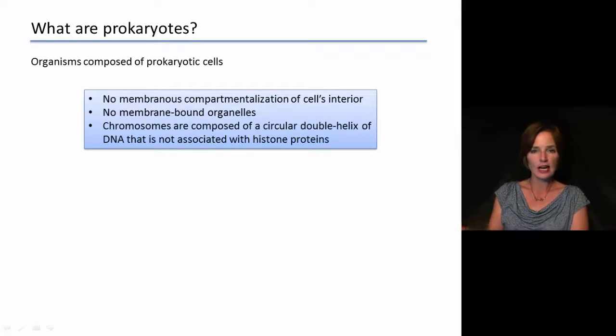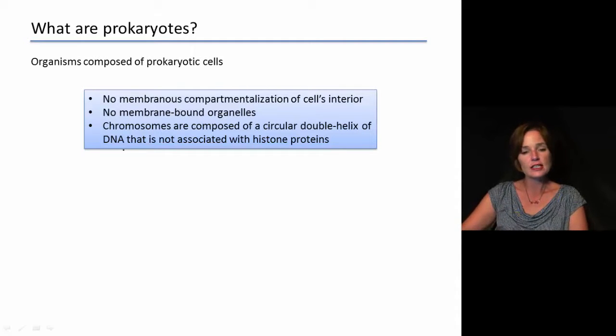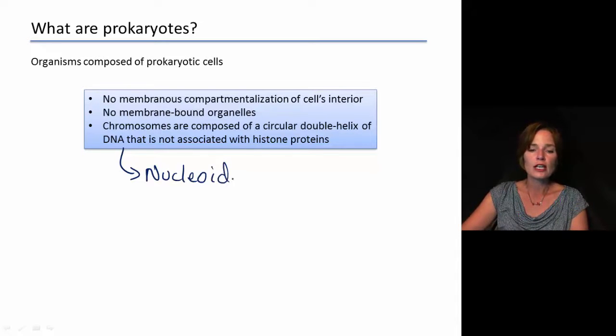If we talk about the actual genetic information, the chromosome of prokaryotes is made of DNA, but in this case it's a circular double helix of DNA, and it's not associated with histone proteins. Another thing to understand is, again, there are no membrane compartments, so this is going to be in the nucleoid rather than in the nucleus. We will not have a nucleus when we're talking about prokaryotic cells. So that's the type of cells that they're actually going to be made of.